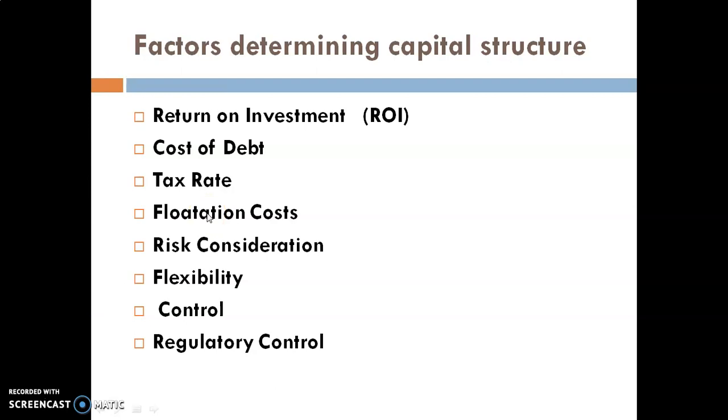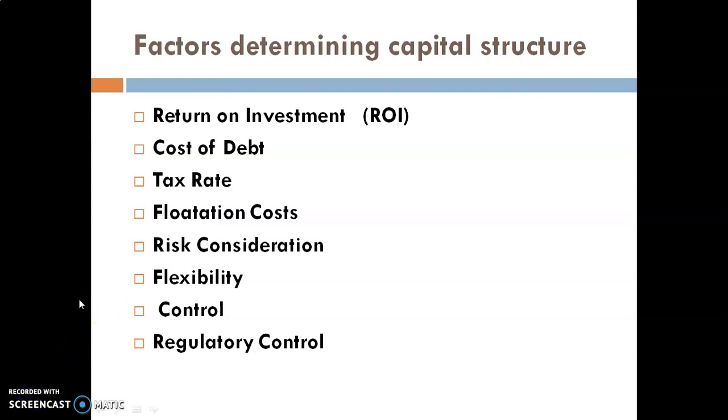Next we have flotation cost. Now what is flotation cost? Flotation costs are the costs which are involved in issuing of shares and debentures. In case the shares are issued, it requires more formalities as well as more flotation cost. But in case of debt, less cost is involved because there are no such flotation costs in case of debt. So this point has to be considered before determining the capital structure.